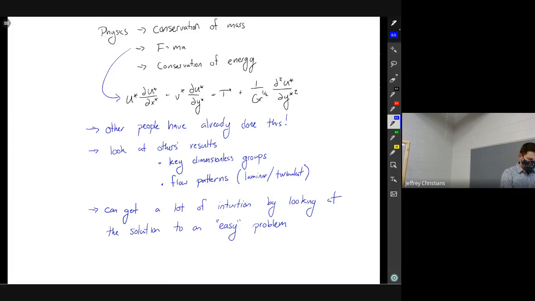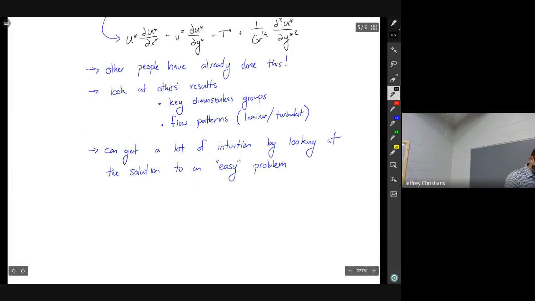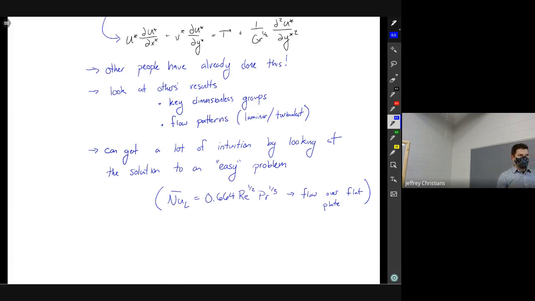Okay. Right. So just as an example of that, I'm talking about something like Nusselt equals 0.664 Reynolds to the 1/2, Prandtl to the 1/3. So this is obviously flow over a flat plate. The reason we spend so much time on simple problems like that is because it can give us a feel and an intuition of how to think about things like this. And again, what matters and how much.